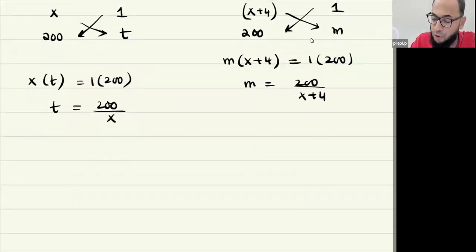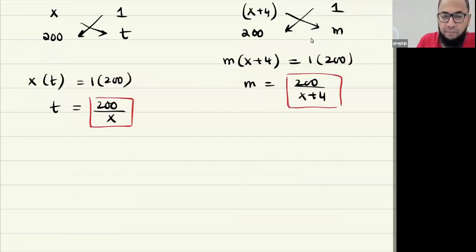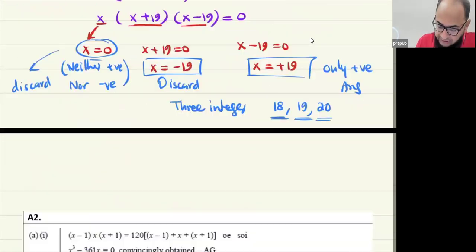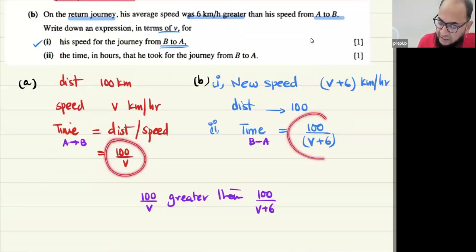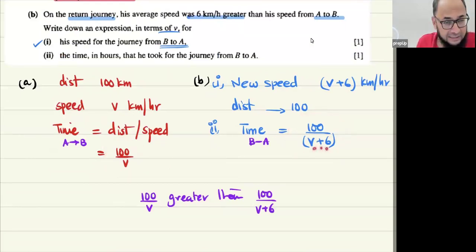Now, if I look at these two brackets, and if I ask you which bracket will have a greater quantity, which is lesser, this is exactly like what we did before. I think it's right, not this one. It was this one. 100 over V versus 100 over V plus 6. V plus 6 is faster, so the whole fraction is smaller. When it is having more speed, it will take less time because of inverse proportionality.